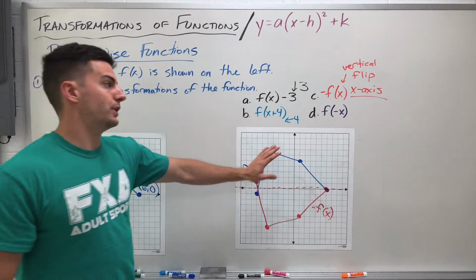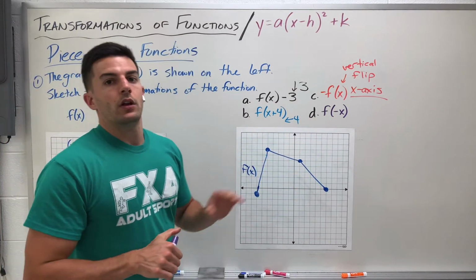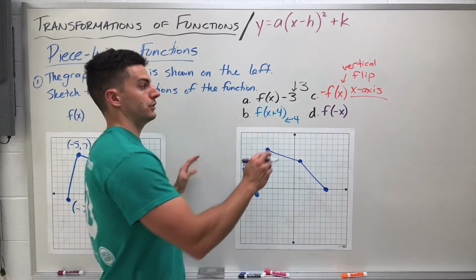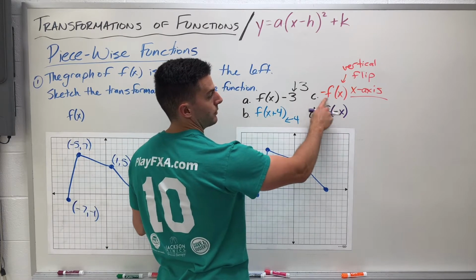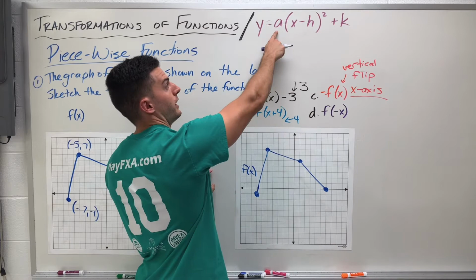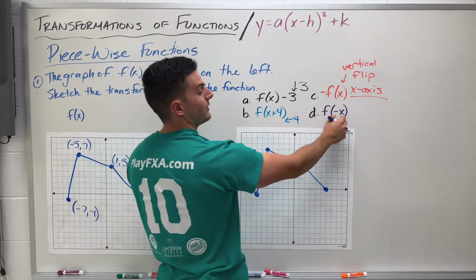Cool. And then last one here, again, this is new, so stay with me. Letter D, f of negative x. Now this is going to be interesting. Notice it's a negative, so it's going to be really similar to this. Letter C was a vertical flip because that negative was outside of the x. Now this one's inside.